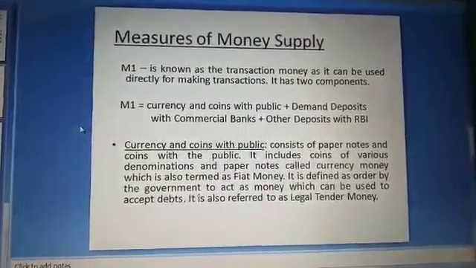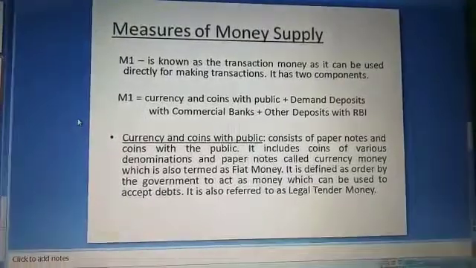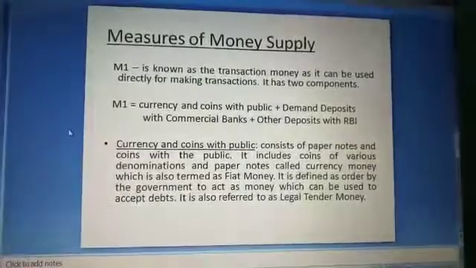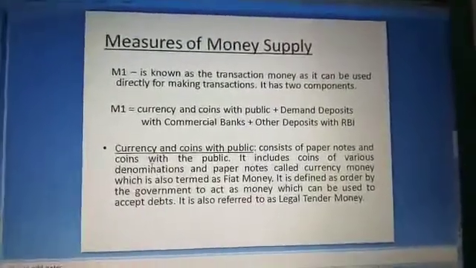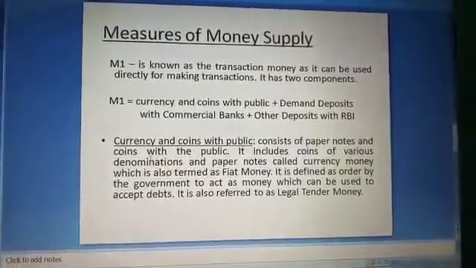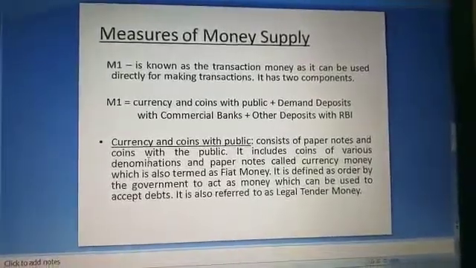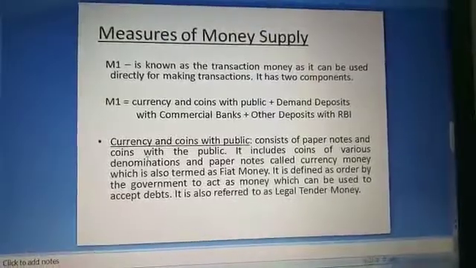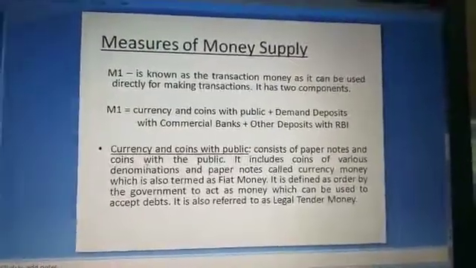So let's see each one by one. The first one, currency and coins with public. It consists of paper notes and coins with the public. It includes coins of various denominations and paper notes called currency money, which is also termed as fiat money. Fiat money is defined as ordered by the government to act as money, which can be used to accept debts. It is also referred to as legal tender money.